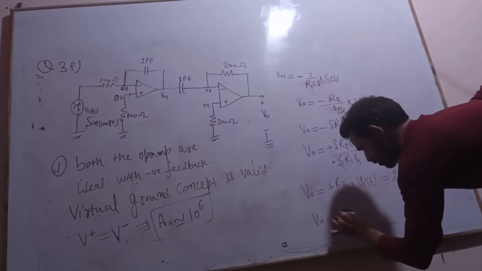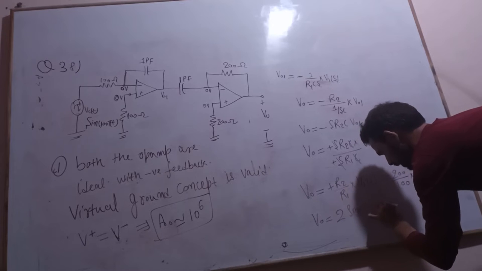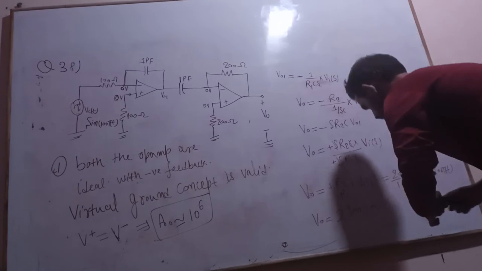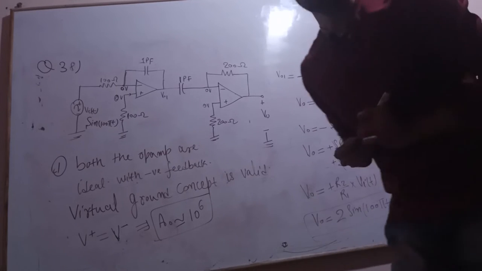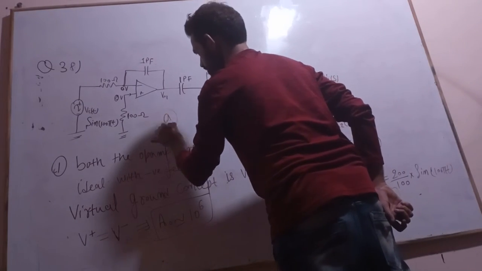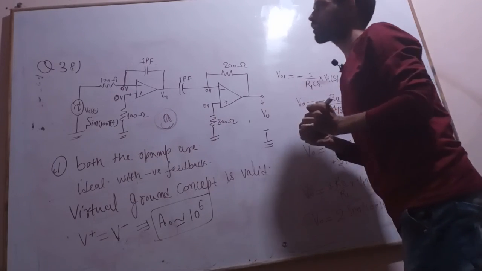2 sine 100 pi t. So the answer is 2 into sine 100 pi t. Hence we can say the option is correct. What is the important point here for this question?